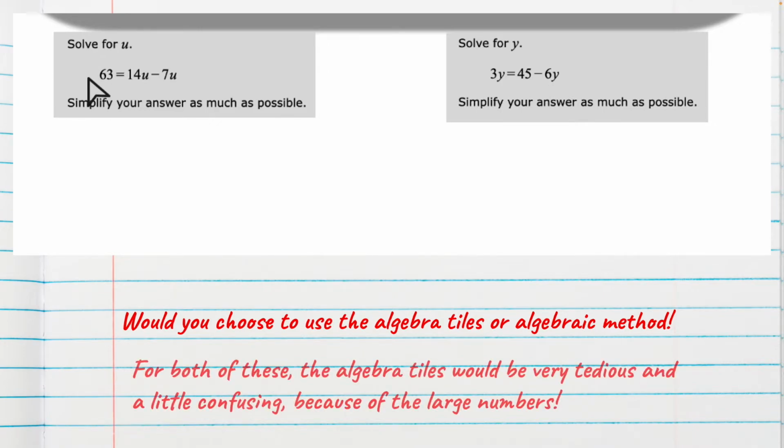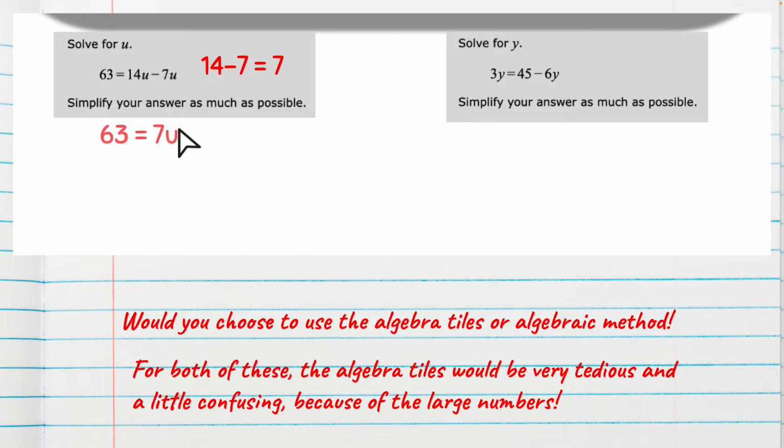which is exactly what I'm talking about down here. Algebra tiles would be very tedious and a little confusing because of the large numbers. So I'm going to use the algebraic method here. So I'm going to combine these like terms so we can picture it in our head. Hopefully we have 14 u's, and then I have 7u, and I'm subtracting 14 and 7. So I have 7 left. So I had 14 u's and I took 7 of them away. So I have 7u left.